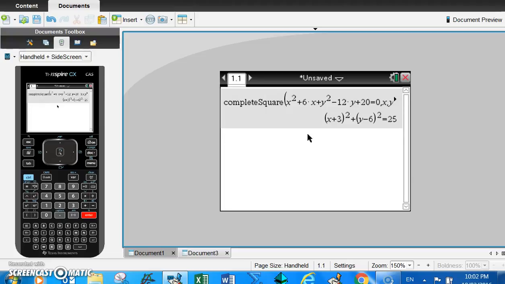The equation of the circle has been returned to a factored form, and we can now identify the centre at minus 3, 6 and the radius is 5. Well, there's the first little trick worth remembering.